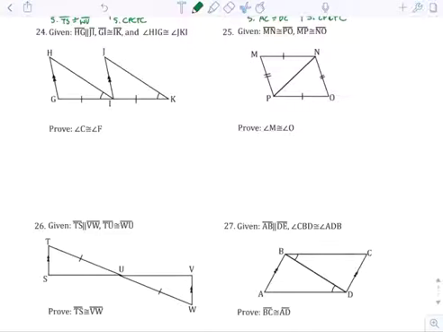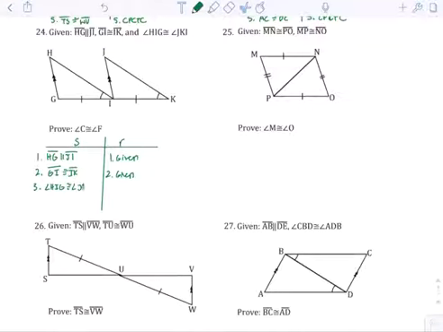All right, so this one right here. So write down our given. HG is parallel to JI, given. GI is congruent to IK. That is also given. And angle HIG is congruent to angle JKL, given.